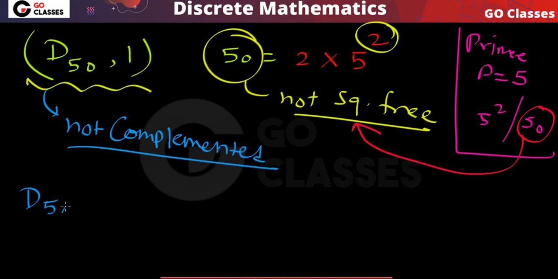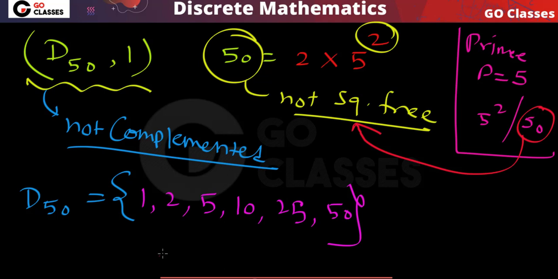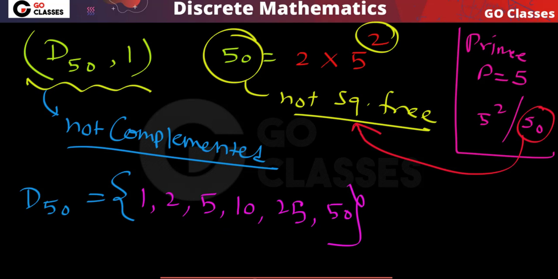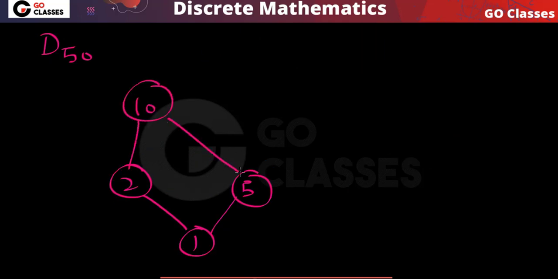You can clearly see why this is not complemented. Just write down what D50 is. D50 will be 1, 2, and then 5, 10, 25, and 50. Now, if you make the Hasse diagram for D50, what will that be? 1 divides everything: 1 divides 2, 1 divides 5, and then 2 divides 10, 5 divides 25, and there is 50. Everyone will divide 50 because in D50 everything is a divisor of 50.